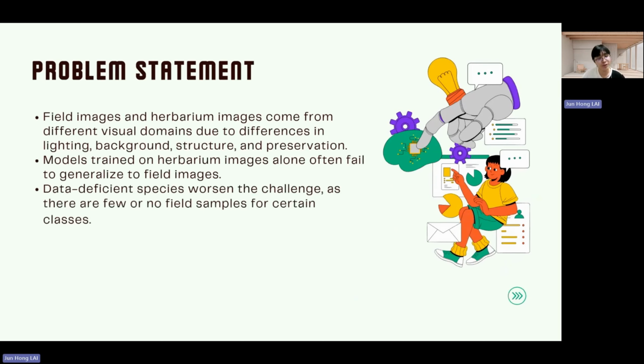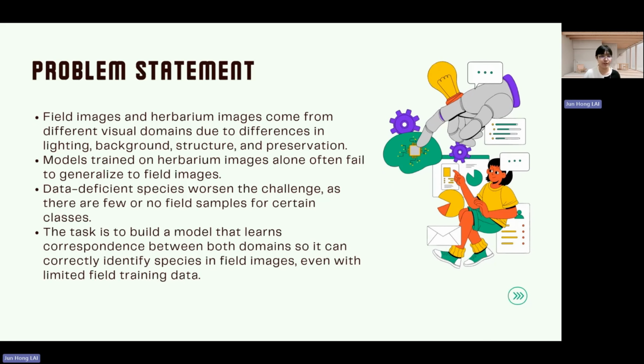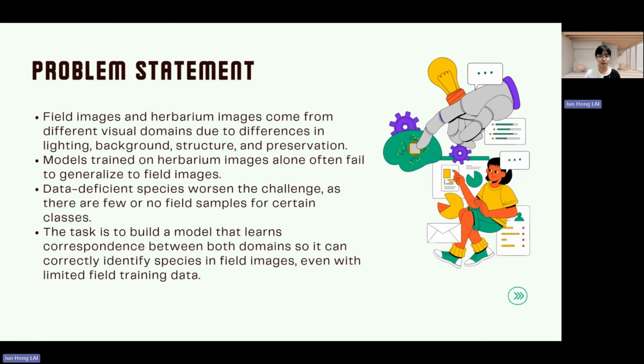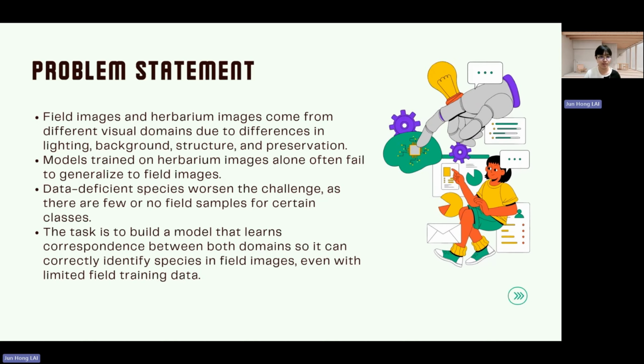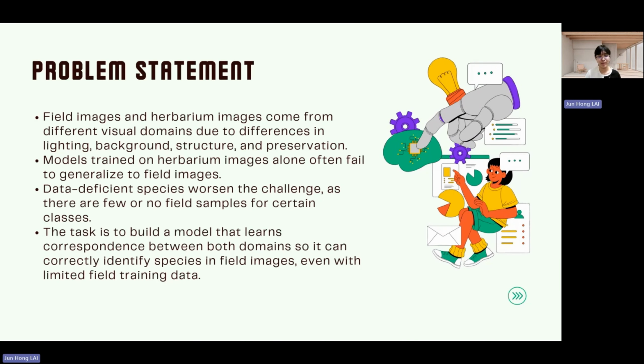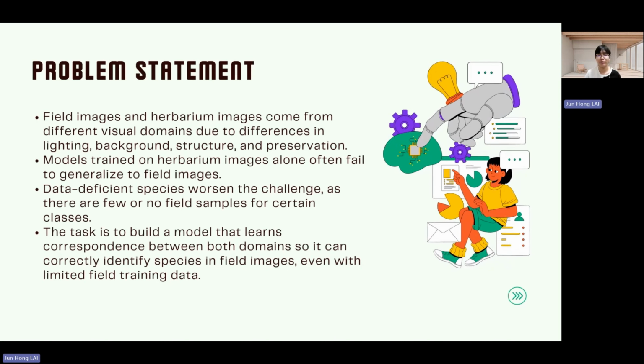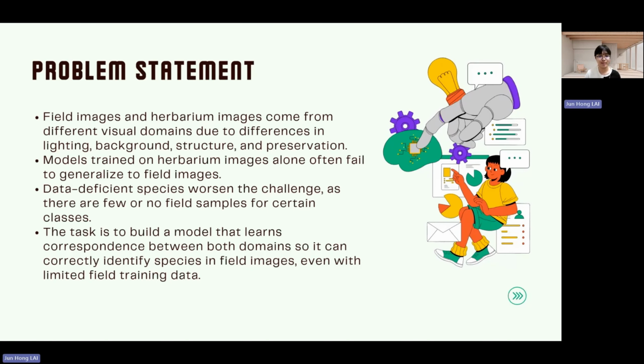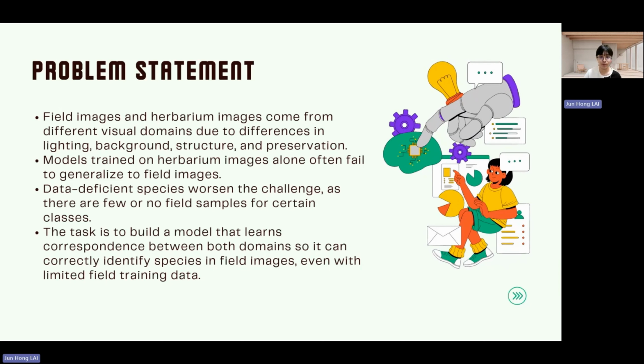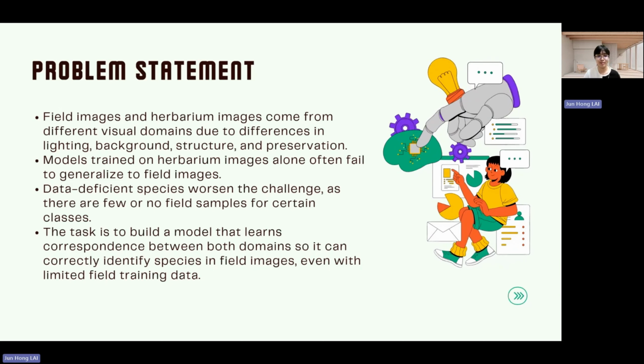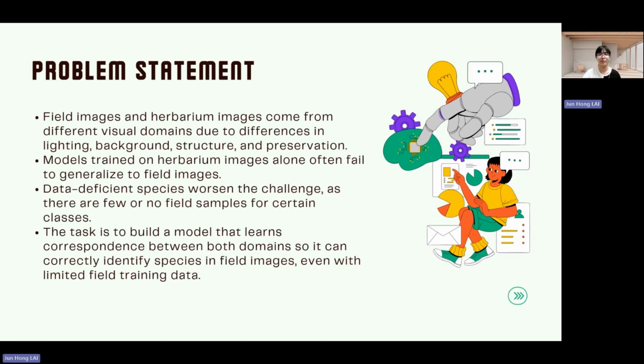The problem is simple. The field images and Herbarium images have quite different features. Models trained on Herbarium images alone often fail to generalize to field images, and data-deficient species make the challenge harder because there are few or no field samples for certain classes. The task is to build a model that learns correspondence between both domains so it can correctly identify species in field images even with limited field training data.